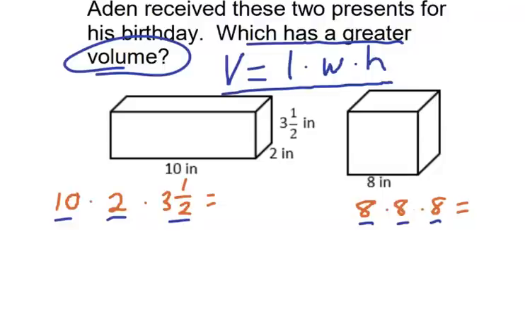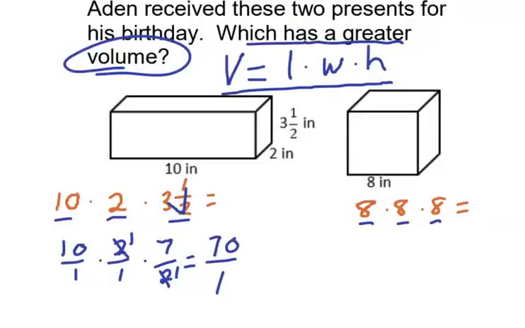Okay, so we have 10 times 2 times 3.5, which is actually 10 over 1, times 2 over 1, times, well, 3 times 2 is 6, plus 1 more is 7, 7 over 2. All right, so we can do some cross-reducing before we do anything here. The 2's can cancel out and become 1 and 1. Okay, so the bottom is just 1. And then 10 times 1 is 10. Then 10 times 7 is 70. So on this side, the answer is 70 inches squared or cubed, right? That's the volume, length times width times height.